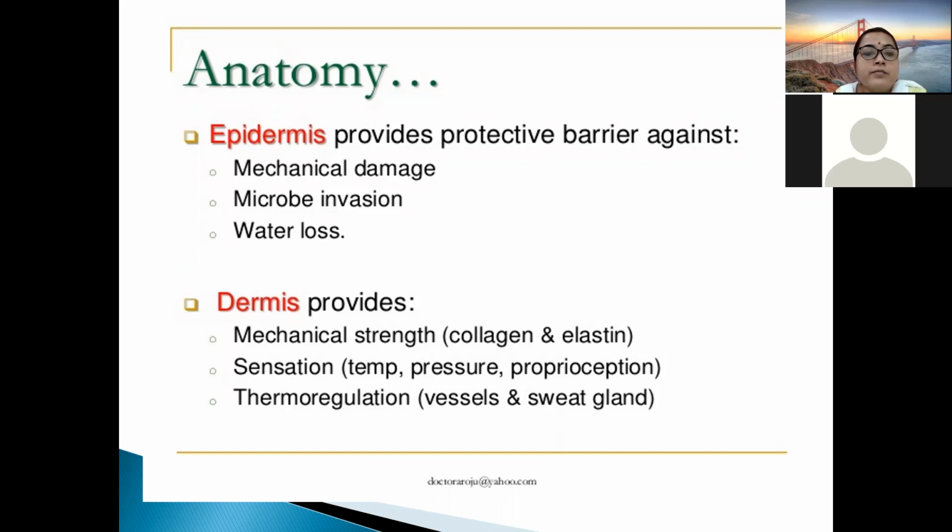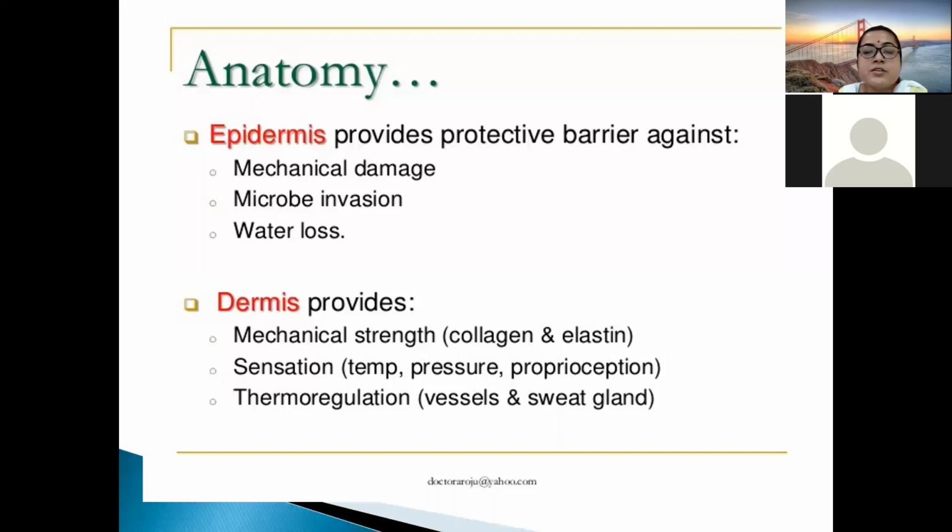Now coming to the dermis, what happens to the dermis? It gives mechanical strength. Why? How does it give mechanical strength? Because the dermis has collagen and elastin in it. All right. So now, what is the purpose of this collagen and elastin? It gives mechanical strength.